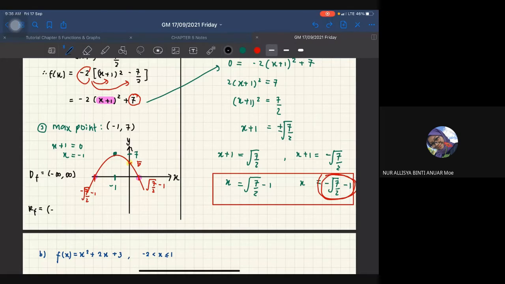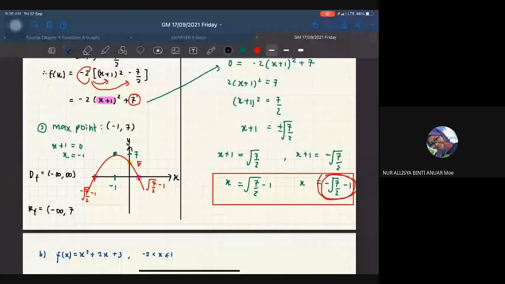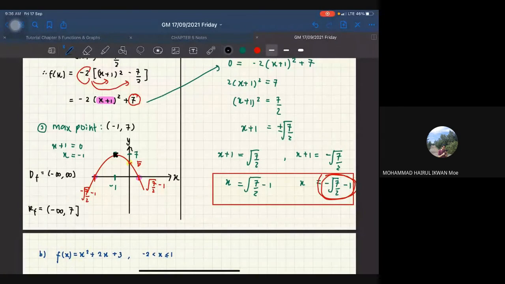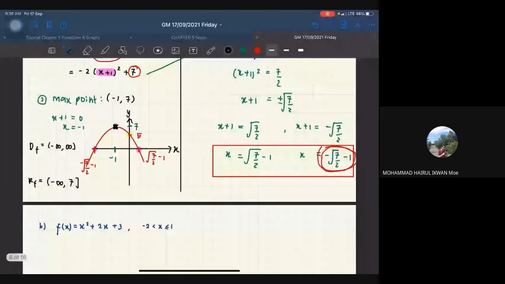And then dia sampai mana? What is our highest values of y in this graph? 7. 7, betul. So dia sampai 7 saja. So 7 ni open bracket ke close bracket? Is it an open or close bracket? Close bracket, betul. Sebab kita punya graph ni dia menyentuh pada y equals to 7. So this one ada y equals to 7, dia touch that point. Okay, so that's why dia adalah close bracket. Okay, so itu adalah kita punya domain and also range.